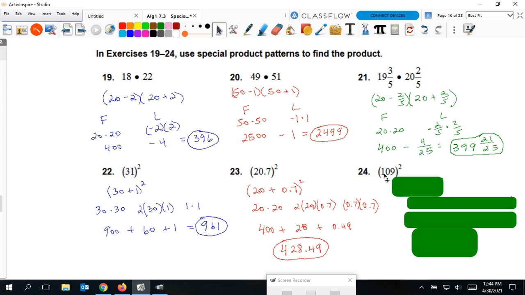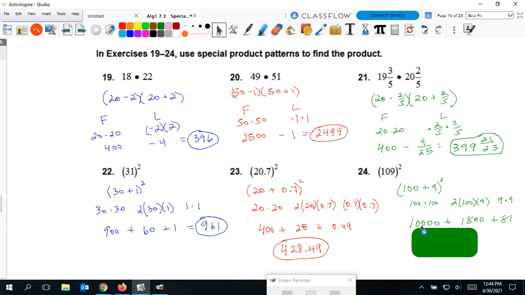And then this one's 100 plus 9. So we're going to do 100 times 100, 2 times 100 times the 9, and then 9 times 9. And so it's going to give us 10,000 for 100 times 100. This is going to be 2 times 9 is 18 times 100 is 1,800. And this is 81. So you're going to just put that in as 10,000 plus 1,800 plus 81, which is 11,881. And there you go.